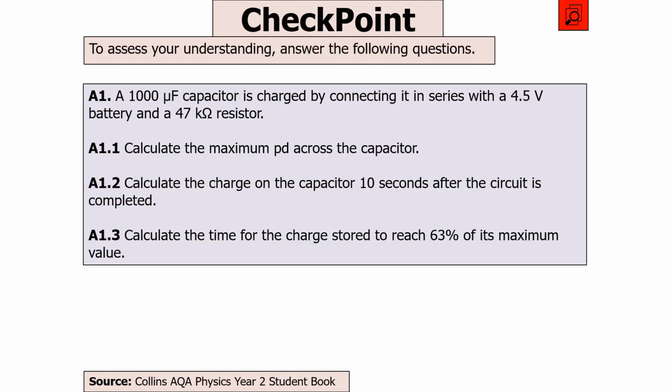The next question says, a 1000 microfarad capacitor is charged by connecting it in series with a 4.5 volt battery and a 47 kilo ohm resistor. Calculate firstly the maximum PD across the capacitor, then calculate the charge on the capacitor 10 seconds after the circuit is completed, and then calculate the time for the charge stored to reach 63% of its maximum value. So pause the video now, then unpause the video when you want to go through your answer.